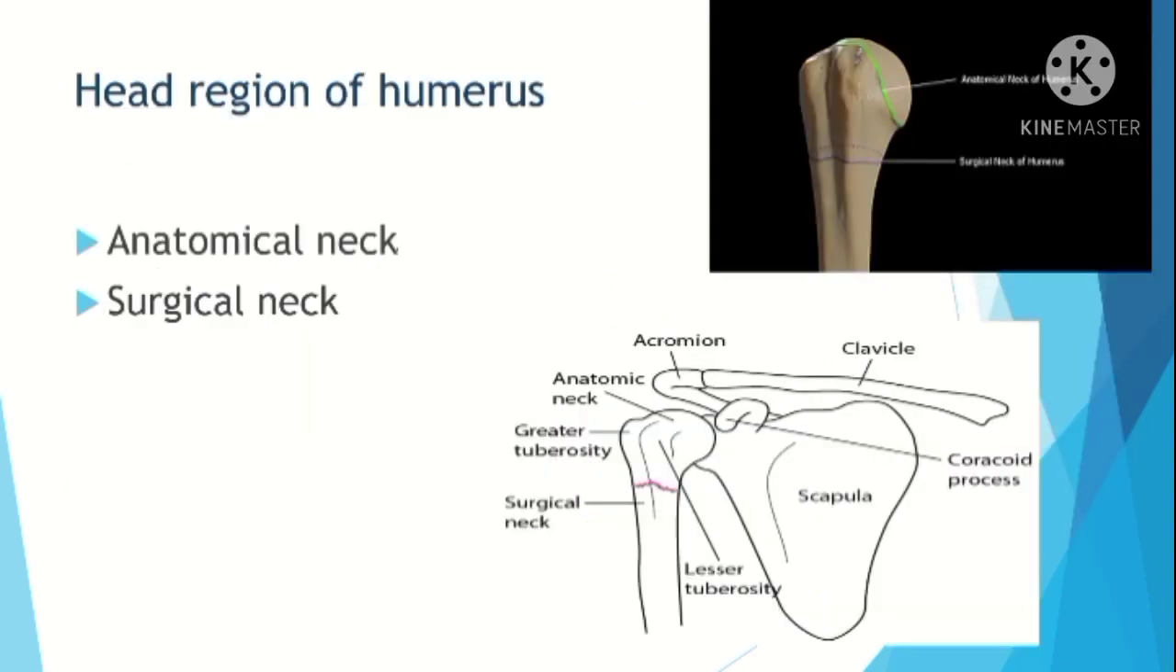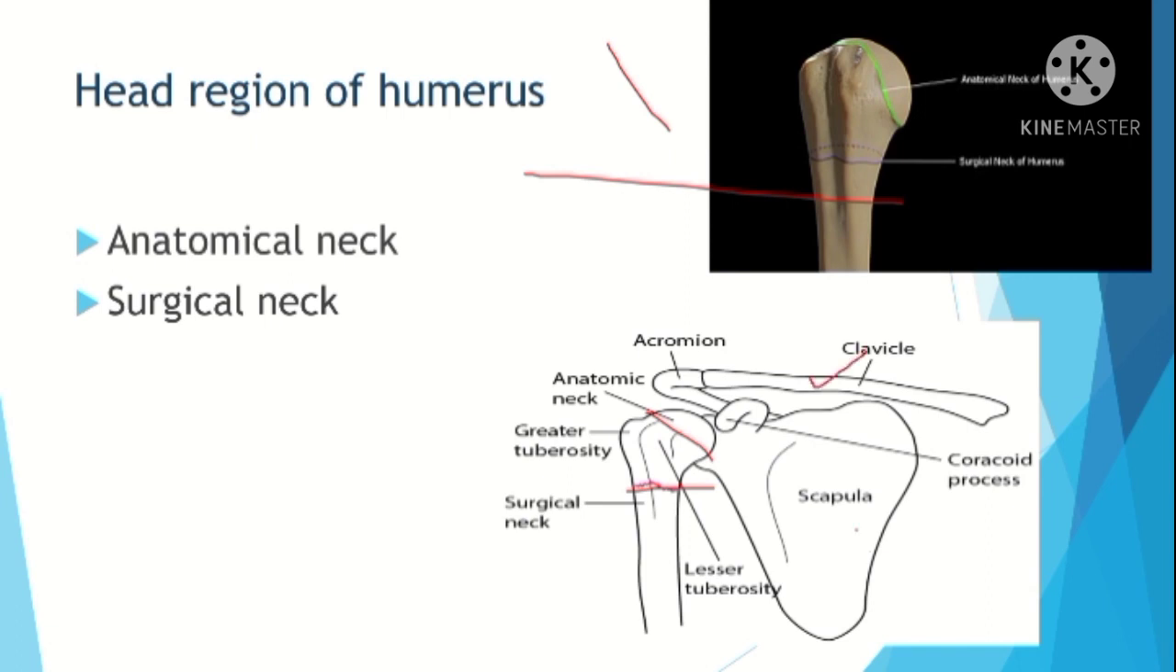Head region. In the head region you can see two necks: the anatomical neck, which lies like this, and the surgical neck, which lies horizontally. Then the greater tuberosity, the lesser tuberosity, and the bicipital groove, which means the intertubercular sulcus. I am repeating this because these three parts are very important when we are studying the proximal region.